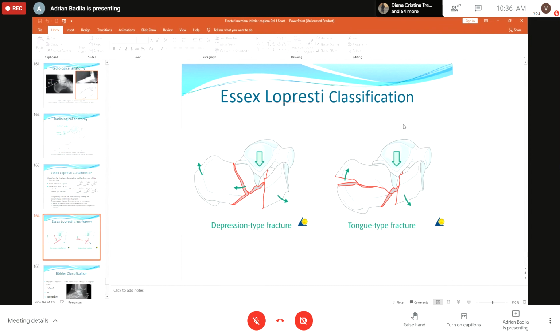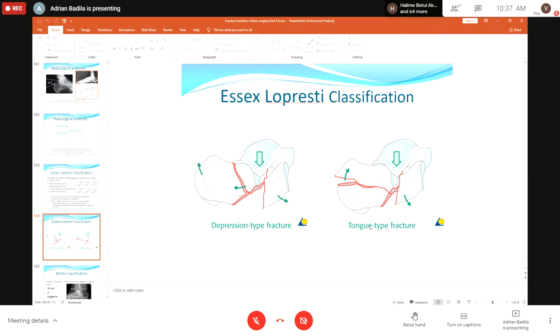On the left, we have the depression type fracture. In this fracture, the main fracture line goes vertically. The secondary fracture line goes up and posteriorly, and it will exit on the superior side of the calcaneum. So the primary line is a vertical one, and the secondary line will leave the calcaneum on its superior aspect. This is the depression type fracture.